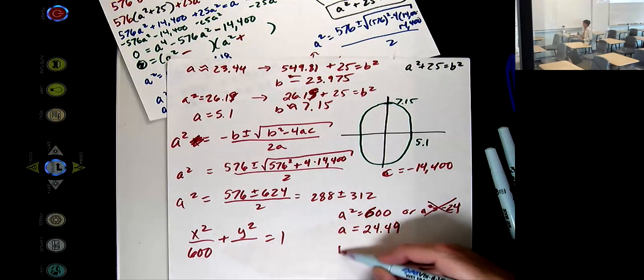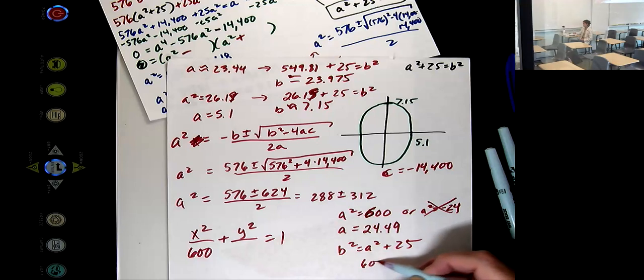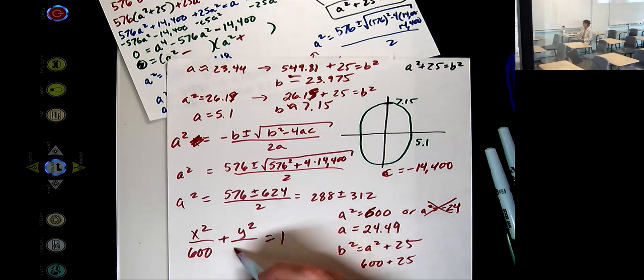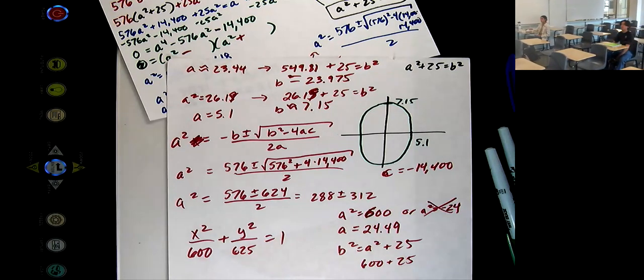But A squared is 600, so that's going to be what's right there. B squared was A squared plus 25, right? 600 plus 25 is 625. That's the equation. There we go. Found it before the clock ran out. That was a tough one.